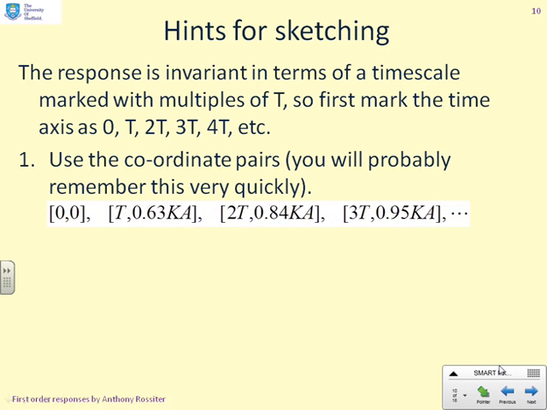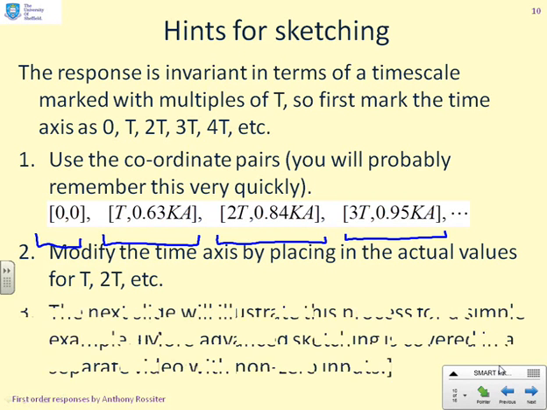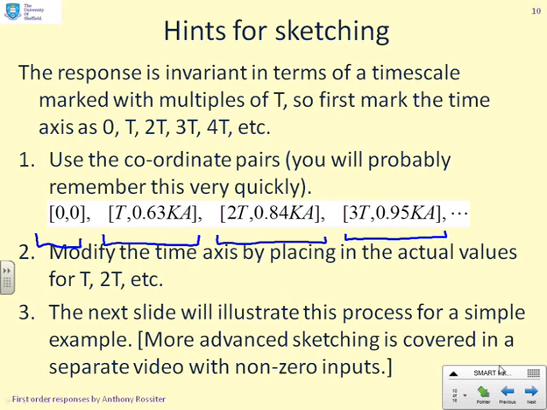Use the coordinate pairs, and you'll probably remember these values very quickly, so we've put them down here again. So you've got 0, 0, T 0.63 K, 2T 0.84 K, 3T 0.95 K, and so on. Modify the time axis by placing in the actual values of capital T, 2T, and so on. What we'll do is illustrate this process using a simple example on the next slide, and you will quickly realize how straightforward it is.